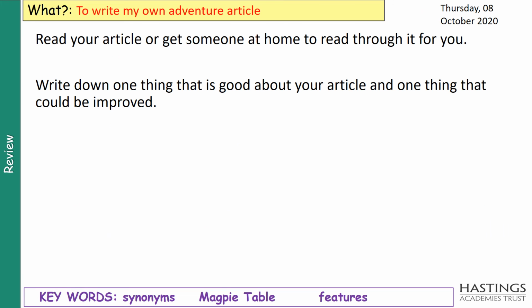Okay, so what I want you to do then is to read through your article or get someone at home to read through it, and then write down what you think or what that person thinks is good about your article, and then one thing that you think could be improved on. So one thing you might do differently next time.